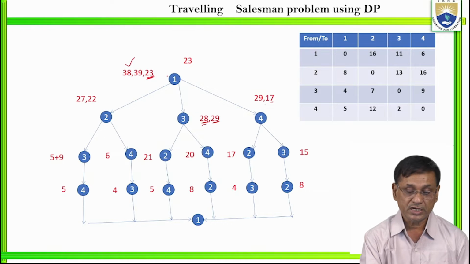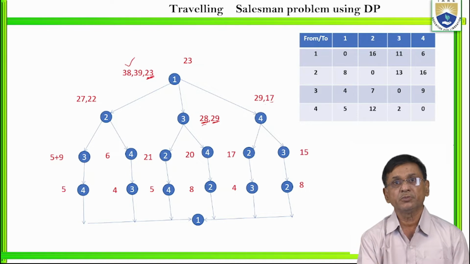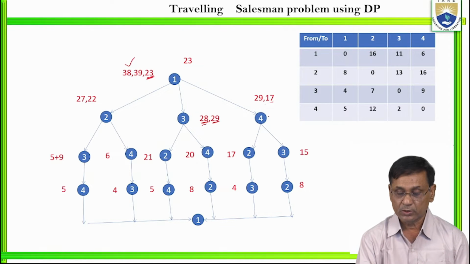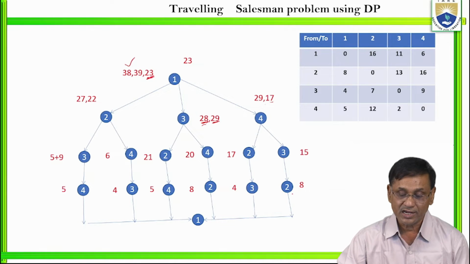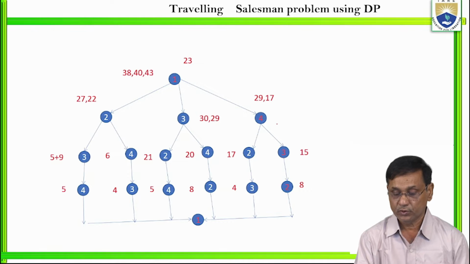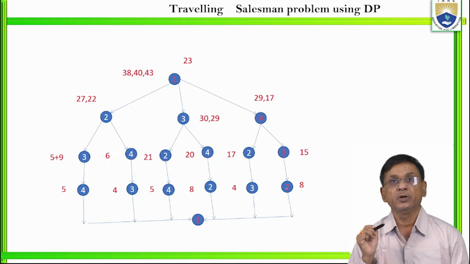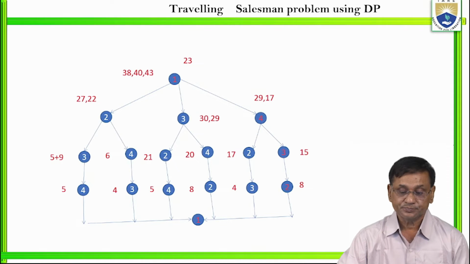So there are three costs: 23, 38, 39. So we have three solutions, and in that we can select the best solution. The best solution is 23. That means the corresponding route is 1 to 4, 4 to 3, 3 to 2, 2 to 1. The same thing is highlighted here. Now you see 1 to 4, 4 to 3, 3 to 2, 2 to 1. So like that we can find out the paths.